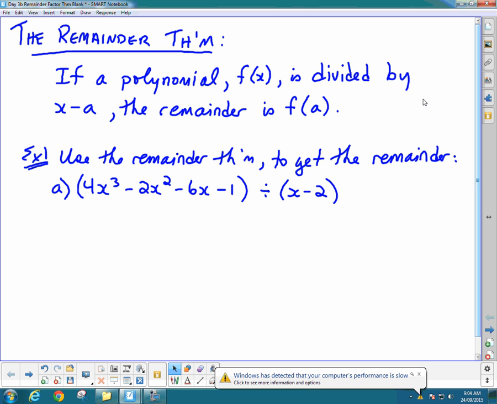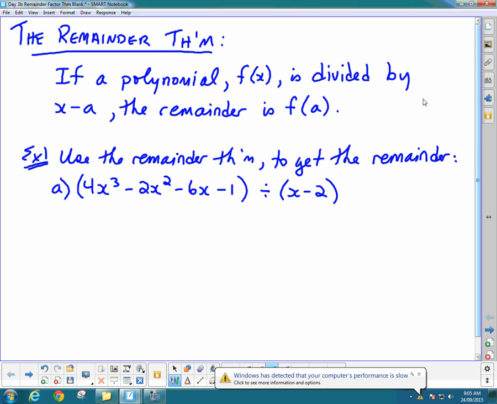So it says use the remainder theorem to get the remainder. What we're doing here is we're only interested in the remainder. We don't want to actually go through all the long division. We don't even want to go through synthetic division to get the remainder. Although it's pretty quick to do synthetic division, we want a different way to get just the remainder. And I'll ask you in a moment why you think we need just the remainder.